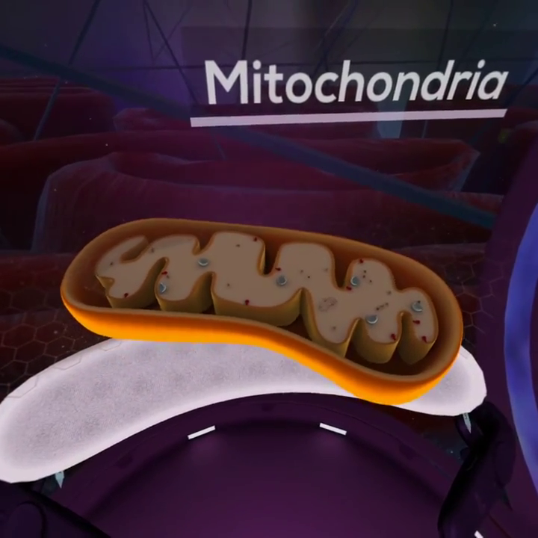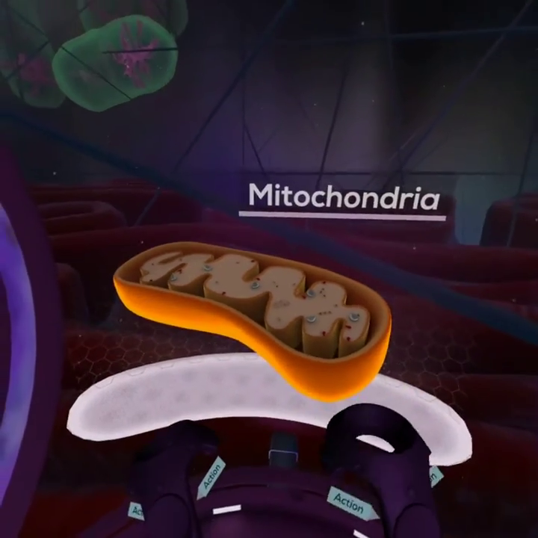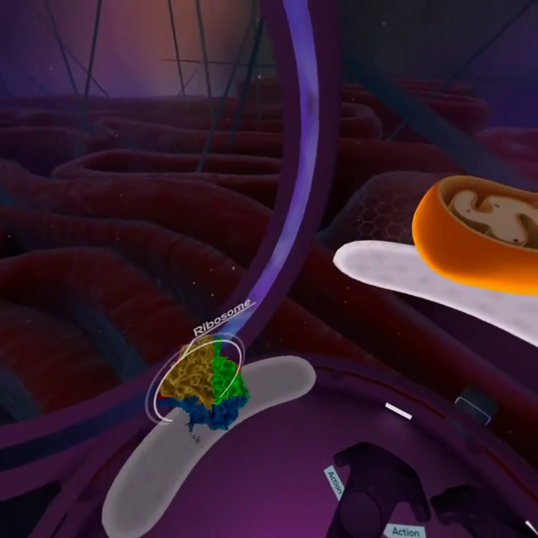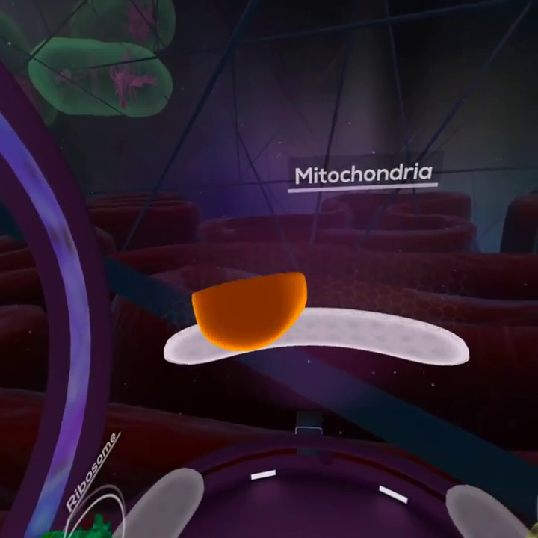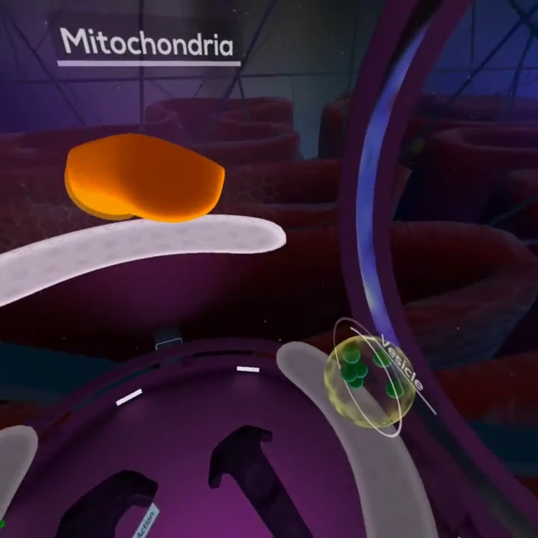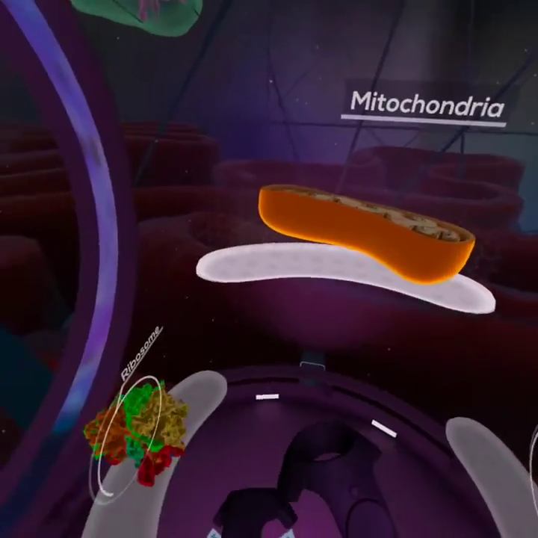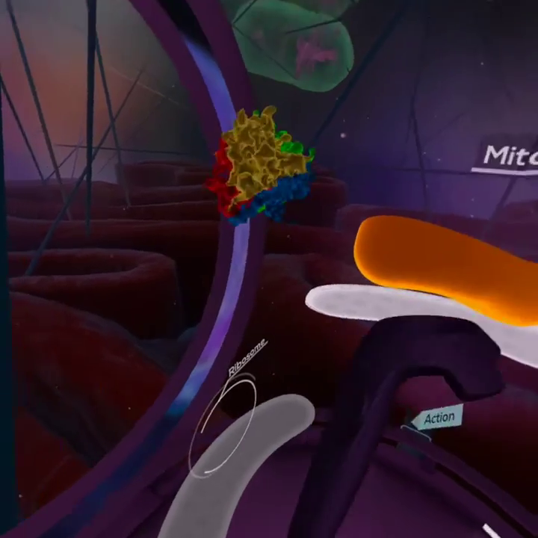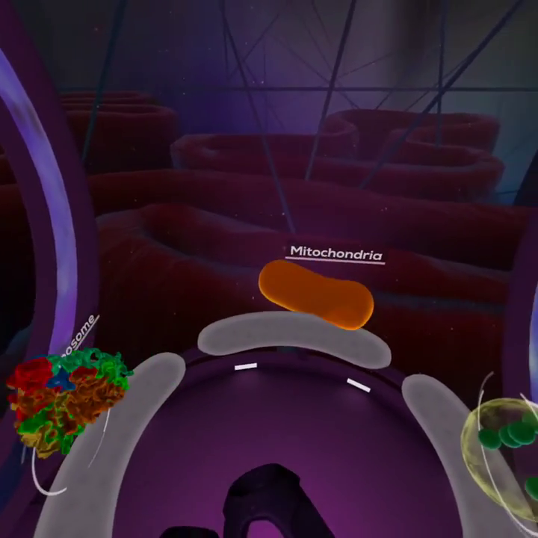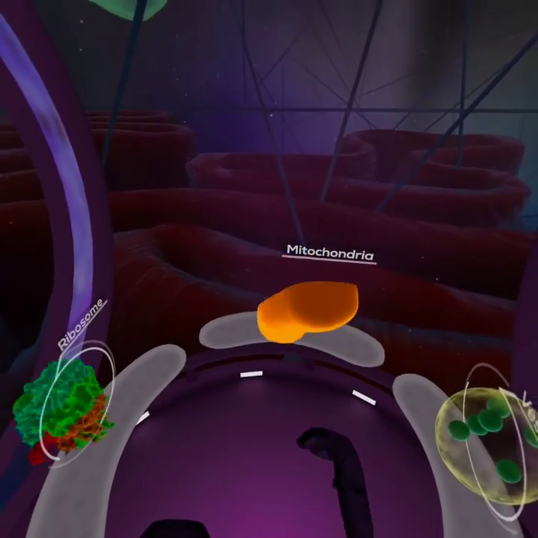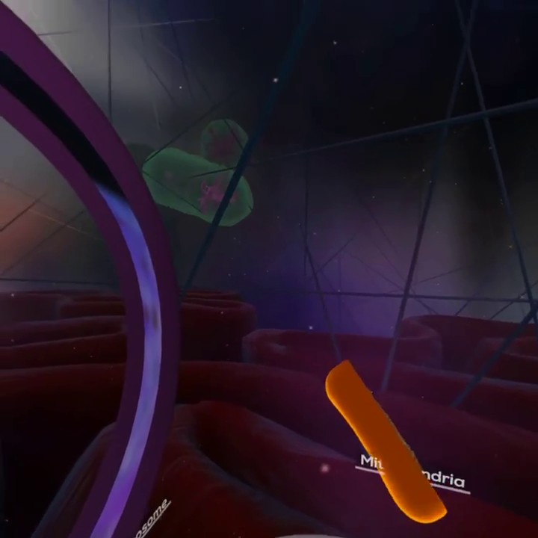ATP, or adenosine triphosphate, is the main source of energy within the cell. Mitochondria take the pyruvate and convert it into carbon dioxide and water, releasing ATP in the process. Now that we have seen the major components of the cell, let's make our way outside.